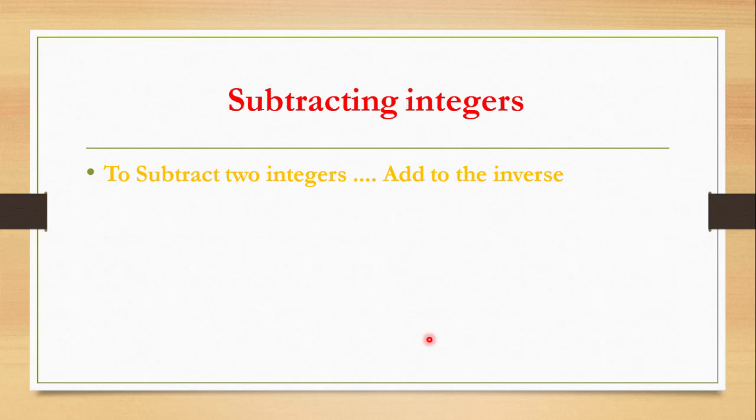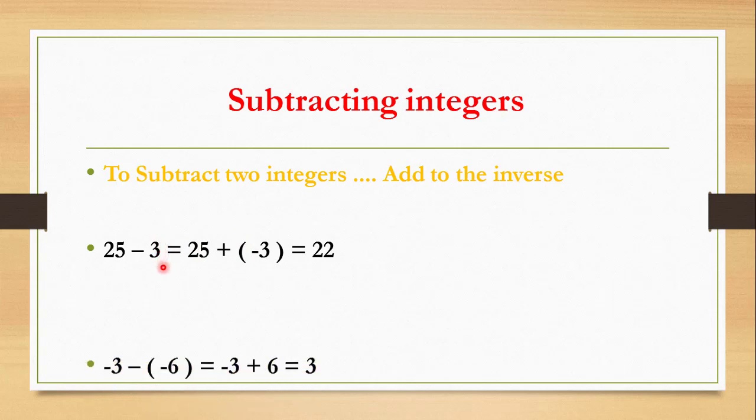So if we have, for example, 25 minus 3, it means we are adding the inverse. It means 25 plus, what is the inverse of 3? Negative 3. So I'll change the subtract here to plus, then put the inverse of the second number.